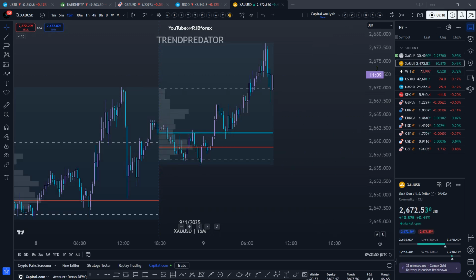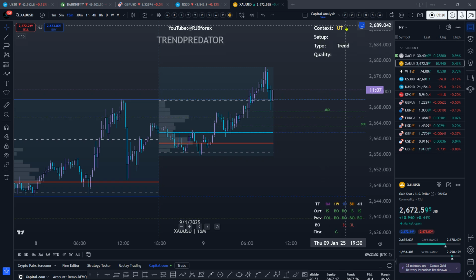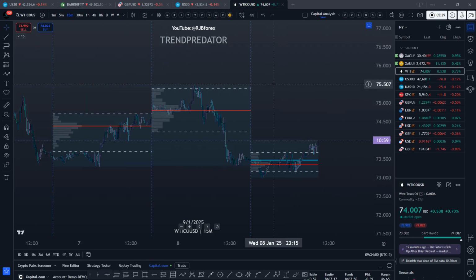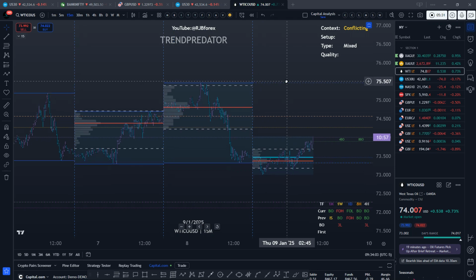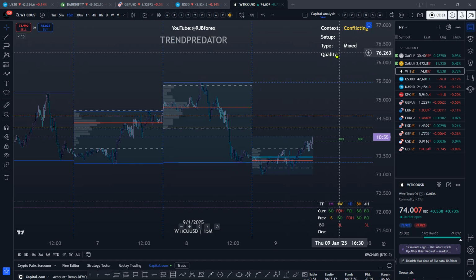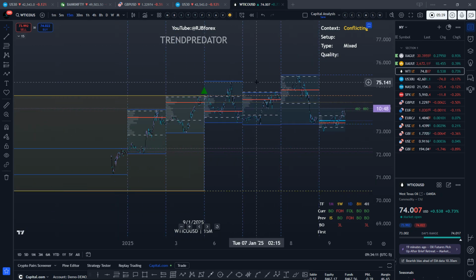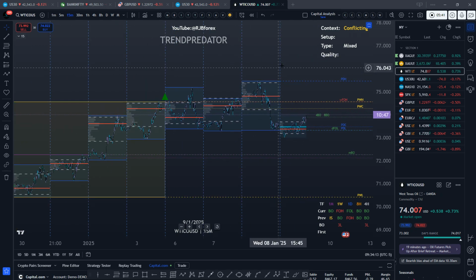Gold, probably the same scenario, so we don't need to go through that. Looking at oil, oil is conflicting. It's a mixed scenario, so I'm not even going to look at it. Don't want to waste my time on something that's not going to give me the best trade setup. I don't trade in mixed conditions.